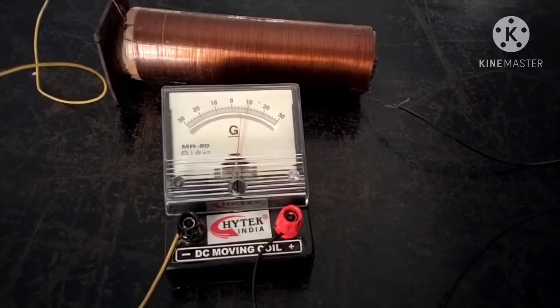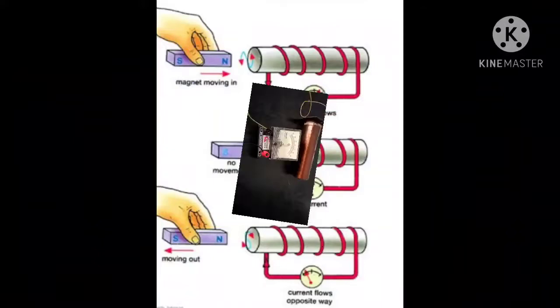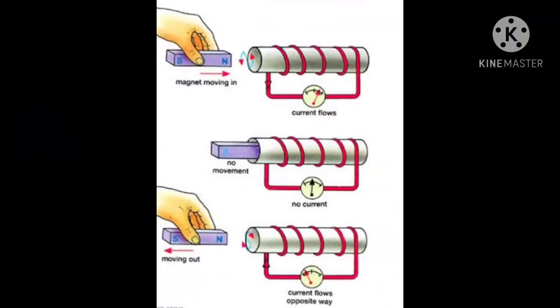Now let us conclude what we learned from this demonstration. Whenever the magnet is taken toward the coil, there is some deflection seen in the galvanometer. When the magnet is held stationary, there is no deflection seen. When the magnet is taken away from the coil, again the galvanometer shows some deflection. So whenever we observe deflection, it means there is relative motion between the magnet and the coil. This deflection is due to the induced current which is generated in the coil.